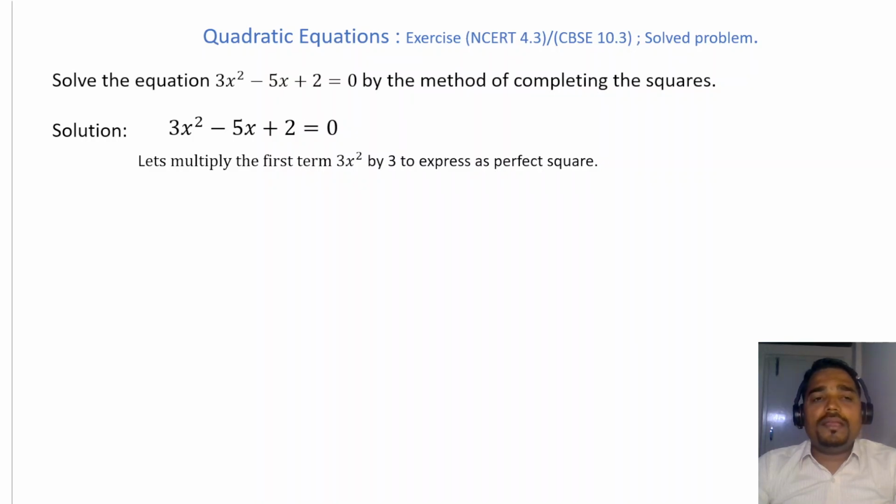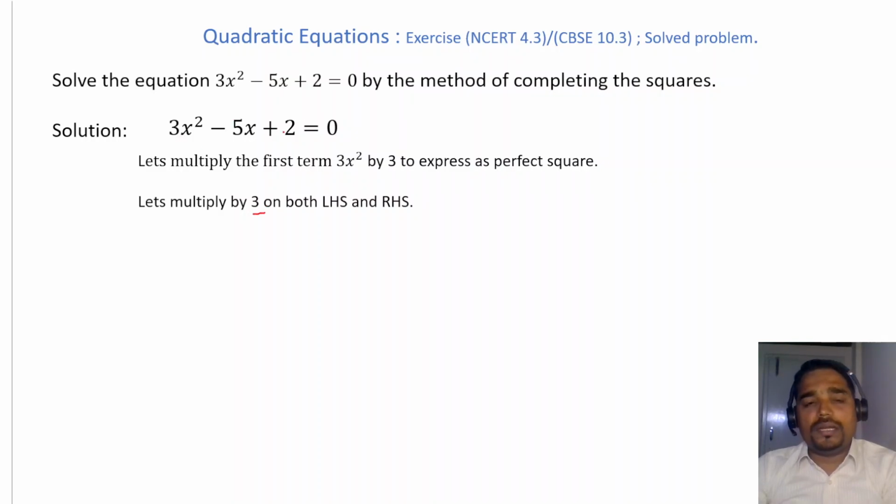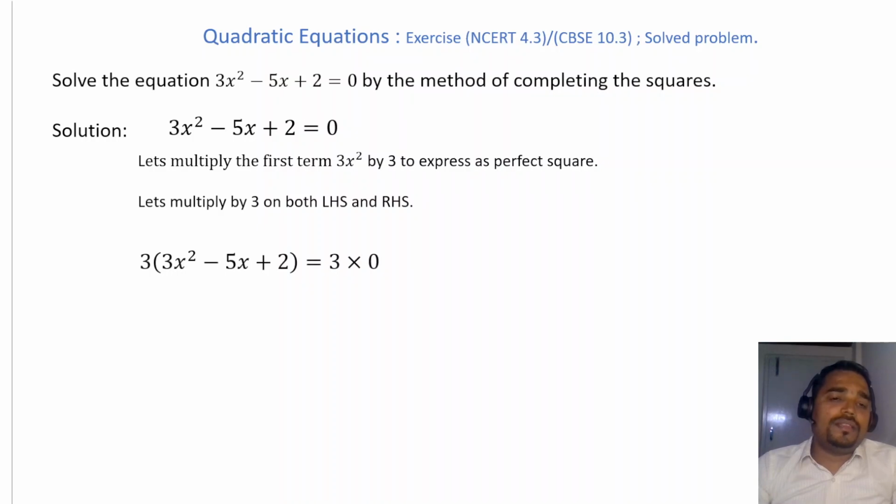In my earlier video, I have already covered the process steps in which I have divided the equation by 3, so that 3x square upon division by 3 would be getting converted to x square. Now let us apply the multiplication method. So if 3x square is to be multiplied by 3, then 3 is to be multiplied on both LHS and RHS, so that we would be able to multiply the 3x square term by 3. That is, 3 multiplied by 3x square minus 5x plus 2 is equal to 3 into 0. On RHS, we see that there is 3 into 0. So anything multiplied by 0 would be 0. So on RHS, we would be getting 0.